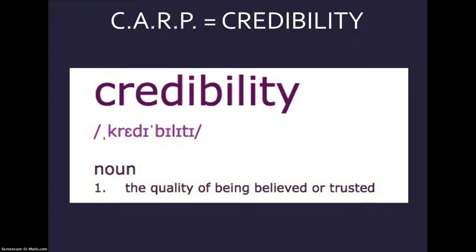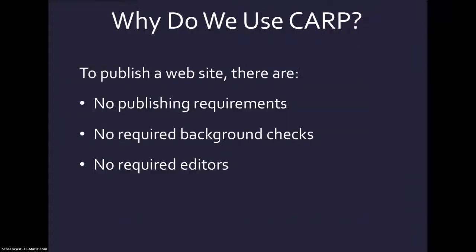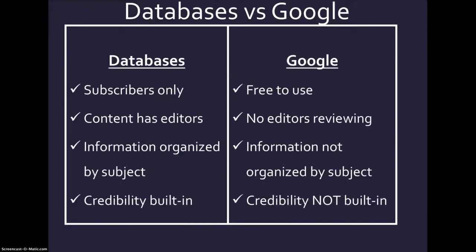Just remember, in order for a website to have credibility, it has to pass all 4 of the CARP tests. If it fails even one of the tests, it's not a credible website, and you should not use it for research. So we basically have to use CARP because there are no publishing requirements on the internet. No one is required to pass a background check to make sure that they're an expert, and no one is required to use editors to independently verify the accuracy of information. So we have to do this ourselves by applying the 4 tests of CARP.